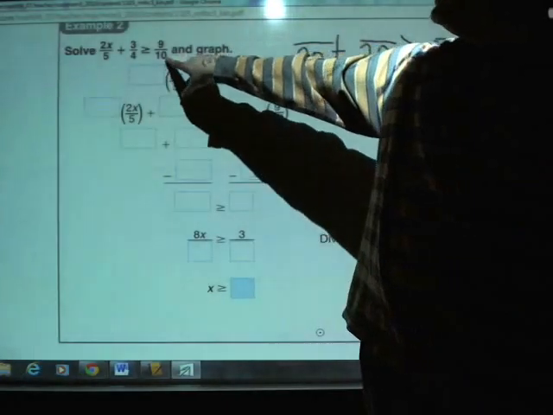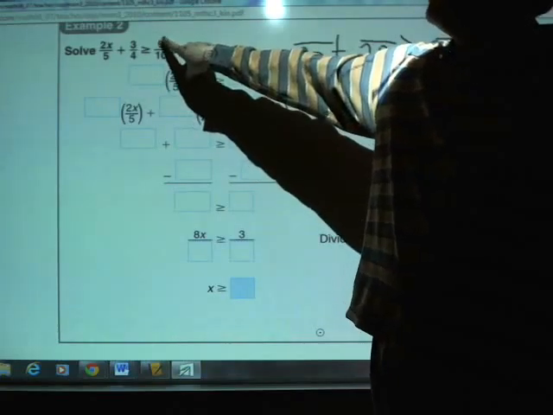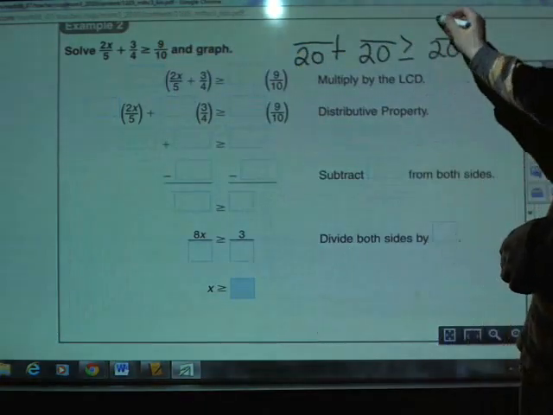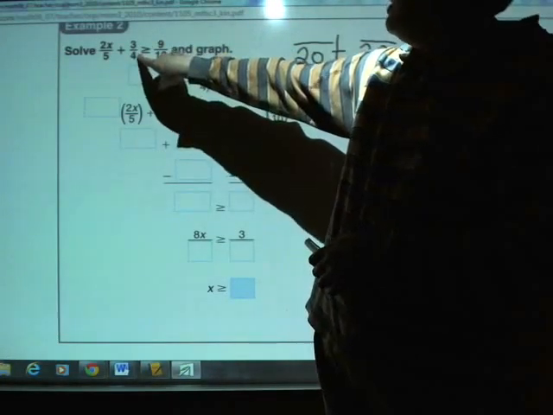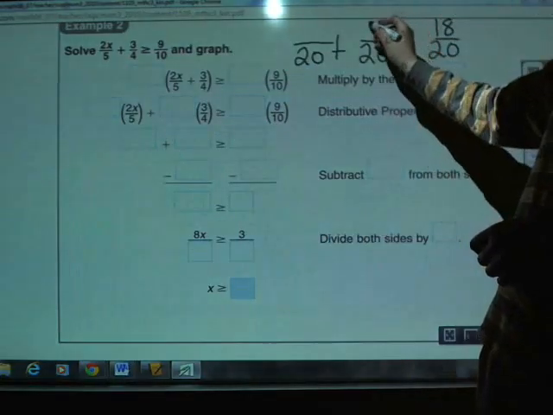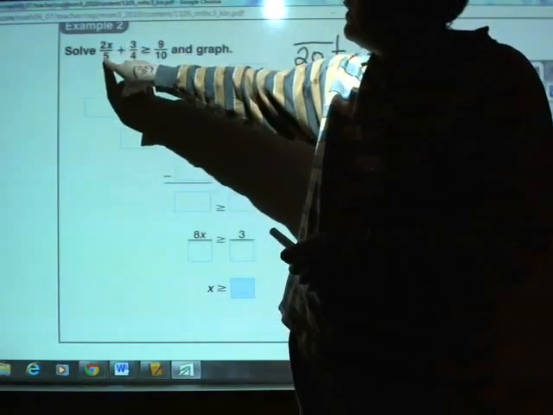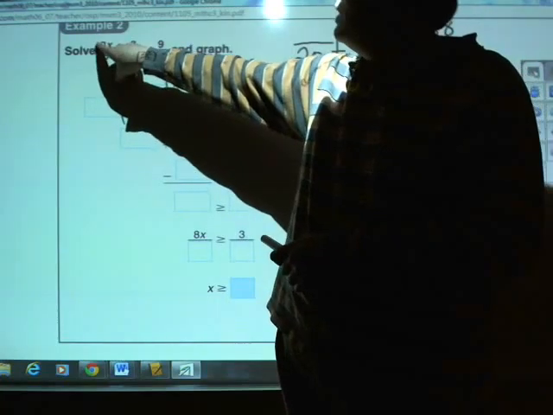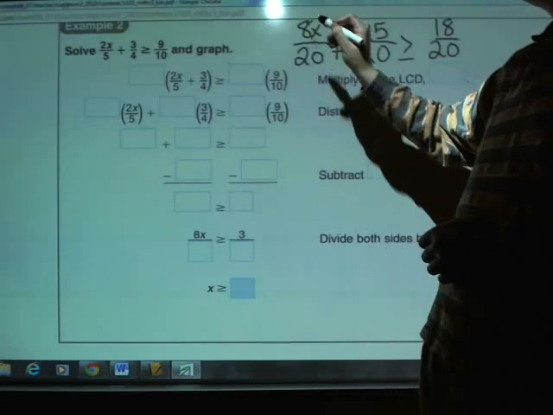Well, let's start on the right side and work backwards. To change 10 into 20, we're multiplying by 2. So I'm going to multiply the top by 2 as well. That's going to give me 18. To change 4 into 20, I'm going to multiply by 5. So I multiply the top by 5 as well. 3 times 5 is 15. To change 5 into 20, we multiply by 4. So I multiply the top by 4 as well, and that's going to give me 8x.